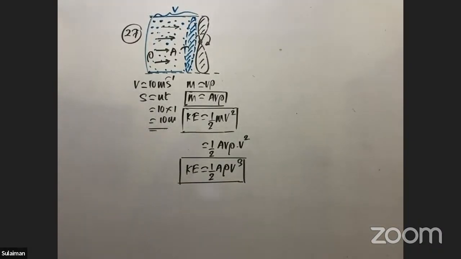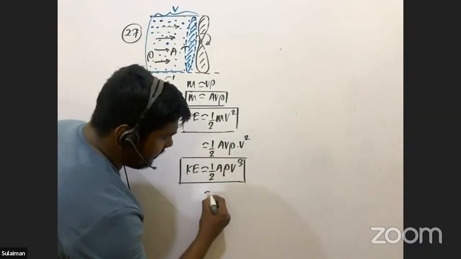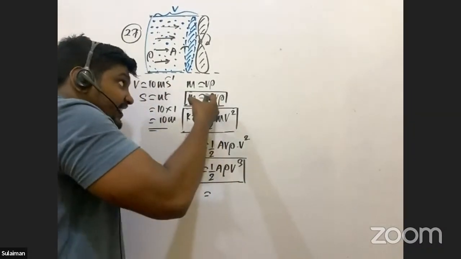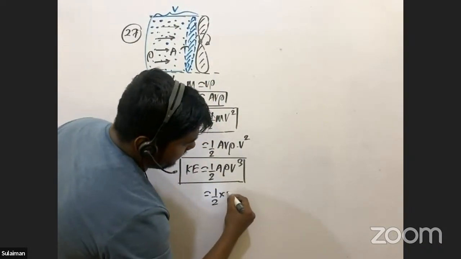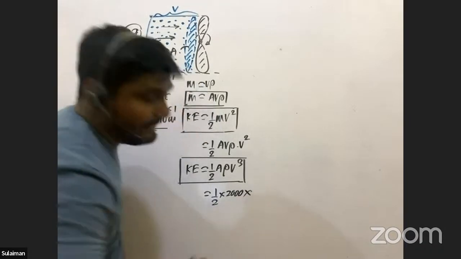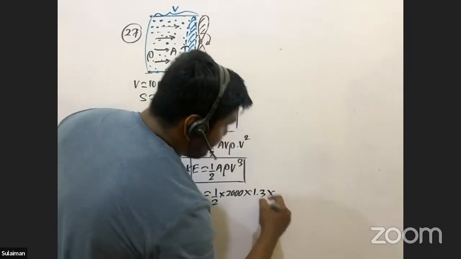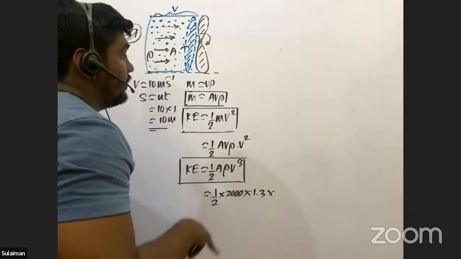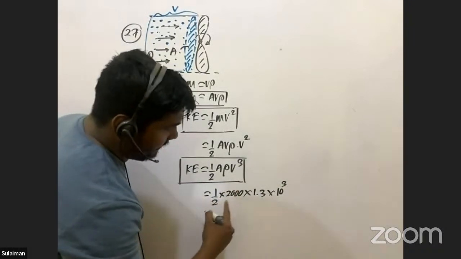Now they have given the cross section area as 2000. Every 1 second, if you try to find the kinetic energy of the wind, it is half times area 2000, times the density of the wind, which they have given as 1.3, times the velocity of the wind, 10 to the power 3. When you simplify this, how much will you end up with?